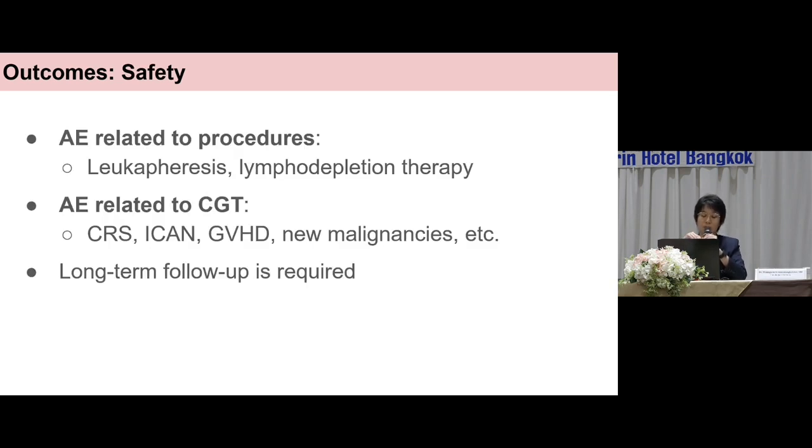And about safety, we want to capture anything related to the treatment, like adverse events related to the procedure, like leukapheresis or lymphodepletion therapy, for example giving chemotherapy. Would that cause any unnecessary side effects compared to standard therapy? Or adverse events related to cellular or gene therapy, like inflammatory reaction, neurotoxicity or graft versus host disease, etc. We have to monitor that. At least 1 year of monitoring should be done, or longer, to detect any unknown side effects that could happen later.